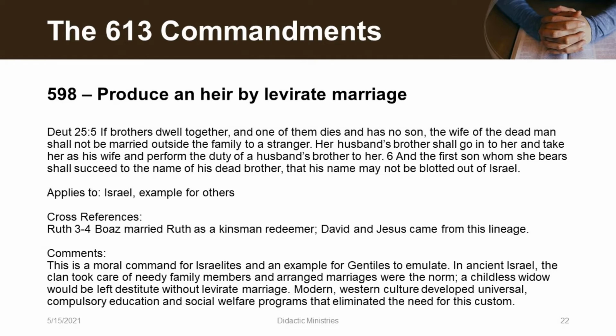In Ruth chapters 3 and 4, we see that Boaz married Ruth, the Moabitess, as a kinsman redeemer, and because of this marriage, King David was born, and ultimately Jesus Christ came from this lineage.